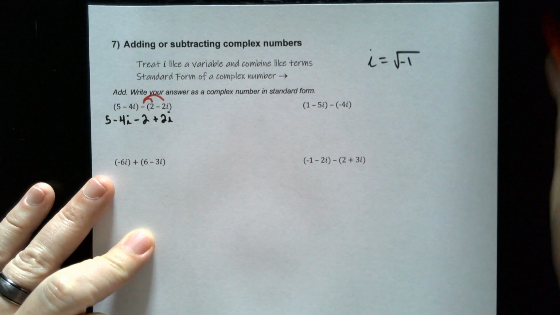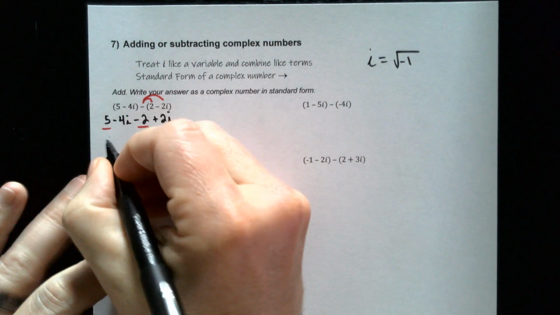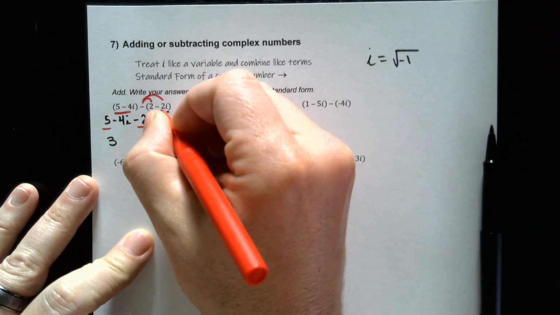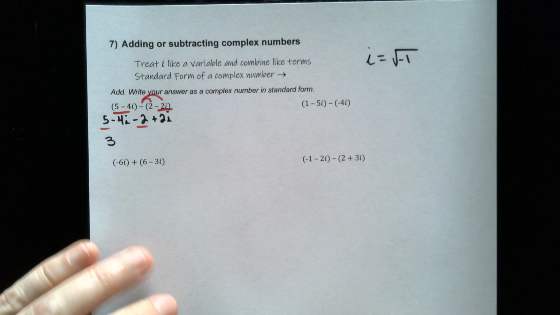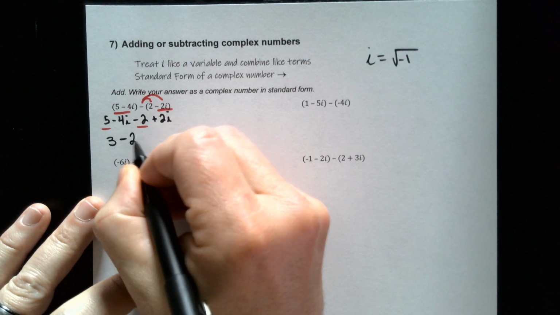Okay, then you've got like terms. You've got 5 minus 2, that's 3. And then you've got -4i and a positive 2i. It's a negative and a positive, so take the sign of the bigger one, which is negative, and then 4 minus 2 is 2, so -2i.